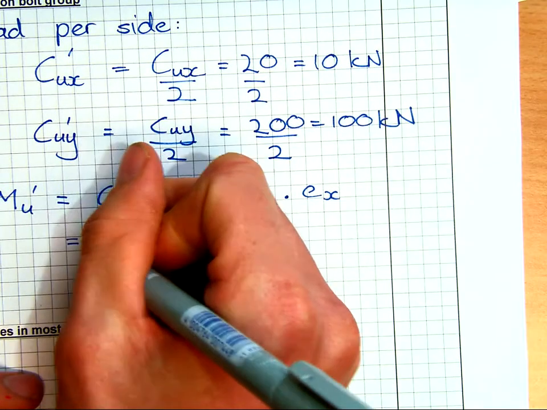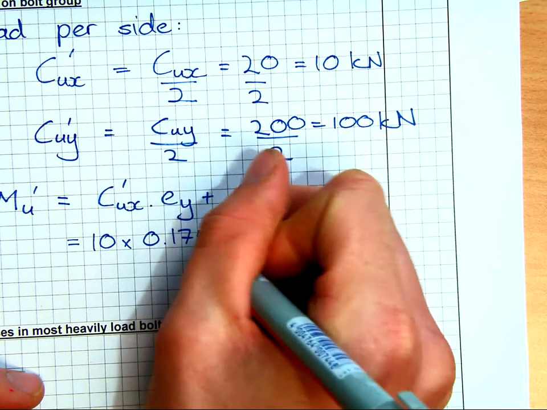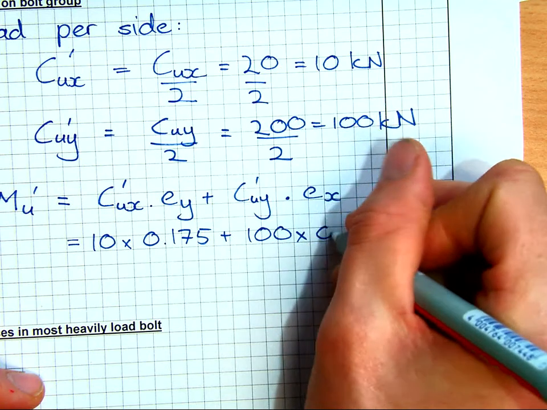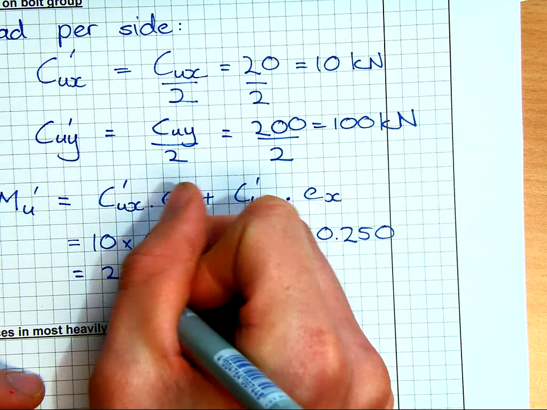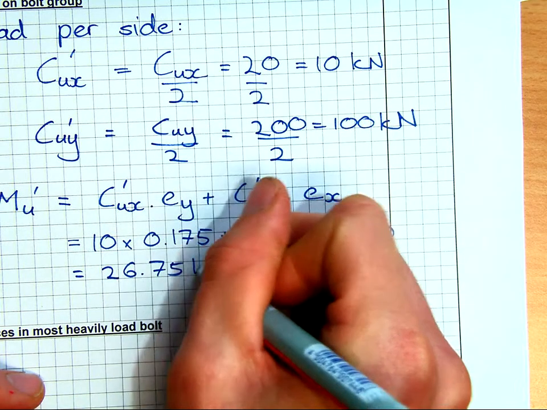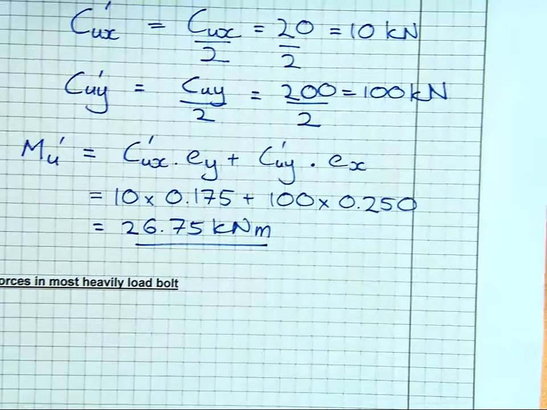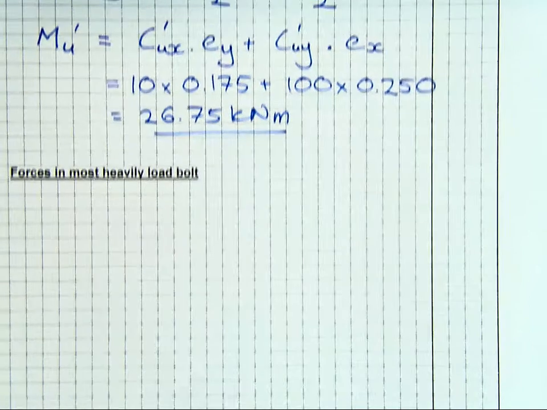So that's where I'm getting the values we are now dealing with in the calculations. So this is going to be 10 times the 175 plus the 100 times the 250 millimeter distance, and that gives me a moment of 26.75 kilonewton meters. So that's the force acting about the center of rotation of the bolt group.